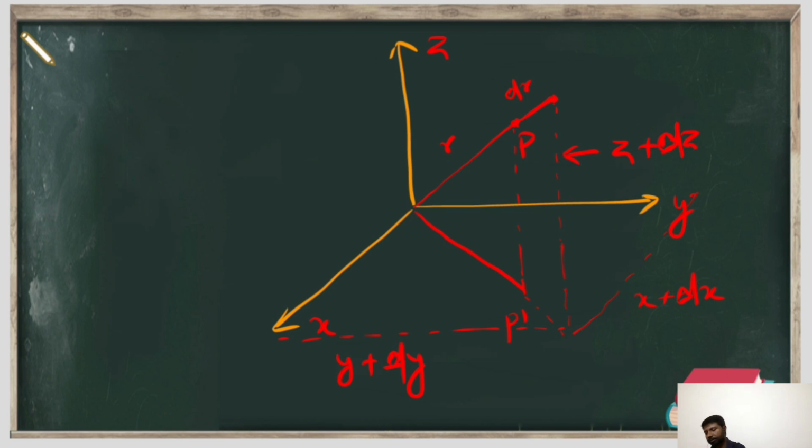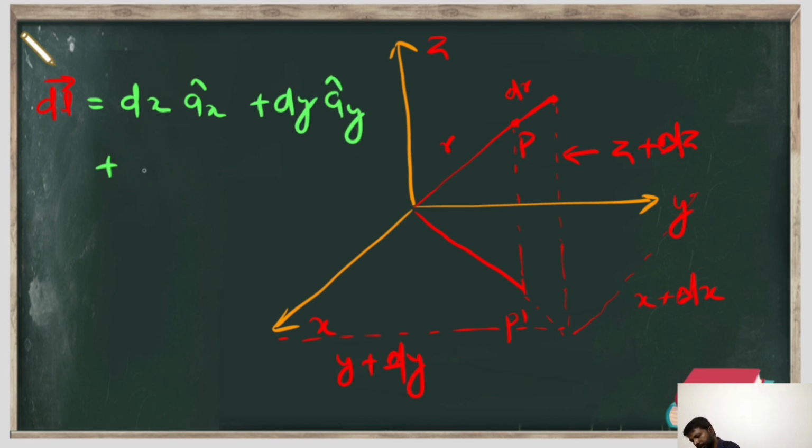If we are trying to write the differential length in the rectangular coordinate system, then dl is equal to dx ax plus dy ay plus dz az. So the differential length in the rectangular coordinate system is given by this equation, where ax, ay, and az are the unit vectors along the x, y, and z axes.